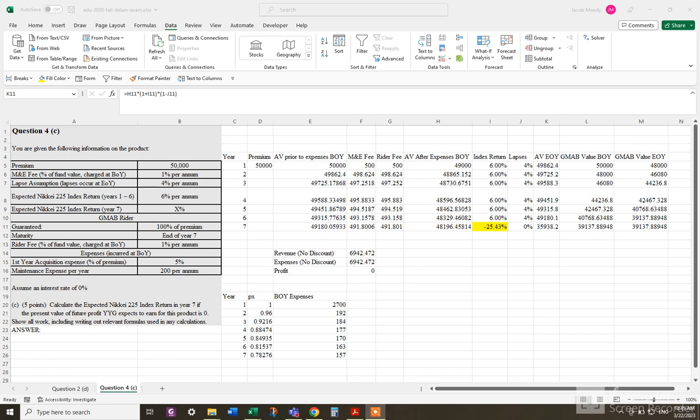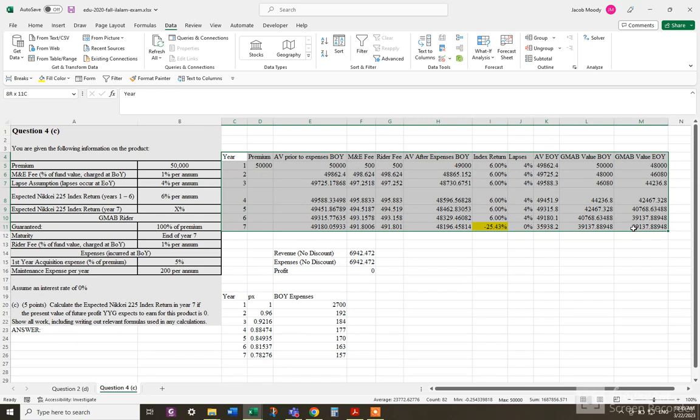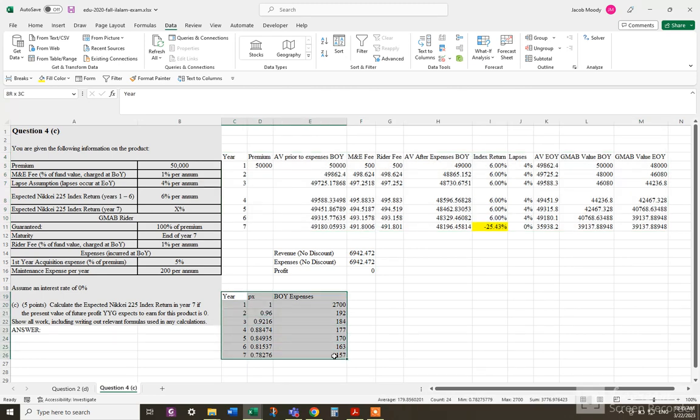This is an example of the GMAB simulation, based on the fall 2020 4C exam. I have broken out my solution in two chunks. This chunk is all about the account value and the GMAB. And this chunk down here is more behind the scenes, what the insurer sees: the commissions and the maintenance expenses. I'm just going to walk through these formulas real quick and then how I got my solution.